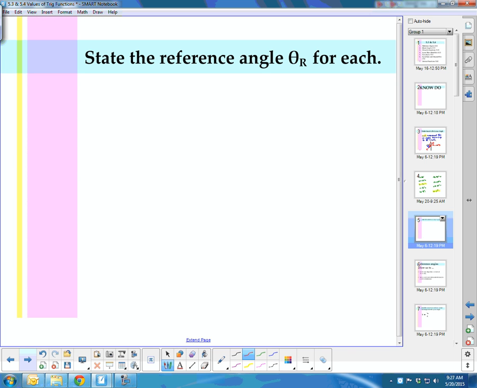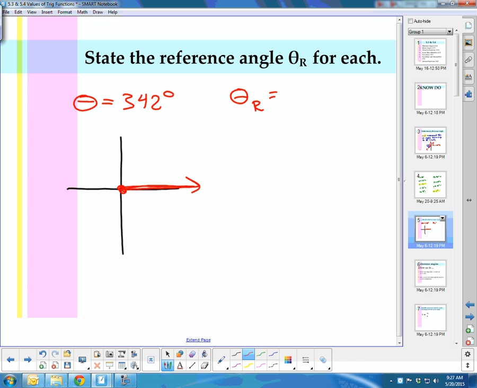So if I had a theta measurement of, I don't know, 342 degrees, and I wanted to figure out what is the reference angle for that theta, what I could do is I could draw this on my coordinate plane with my initial ray and my terminal ray, and I should put the arc on there to designate that it's a positive angle rotated counterclockwise direction, less than 1 revolution. The reference angle would be this measurement right here, theta sub r.